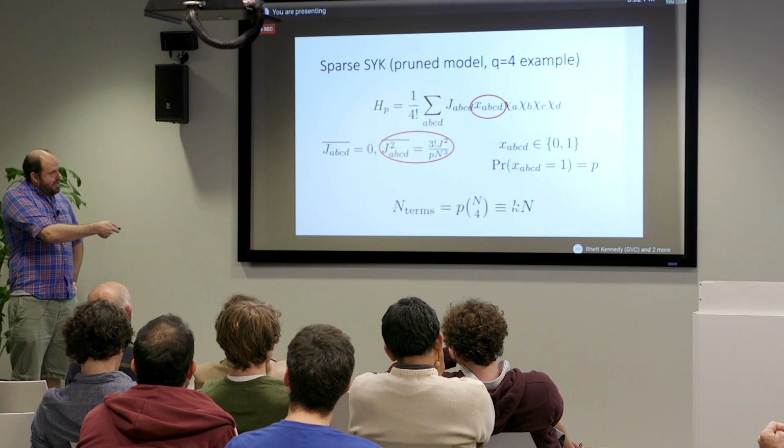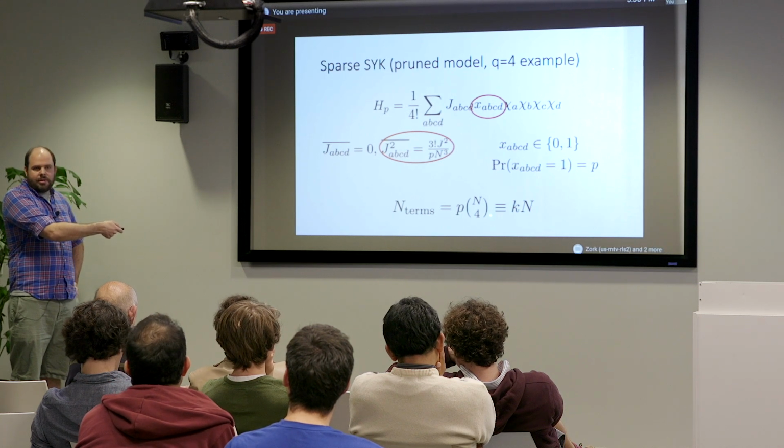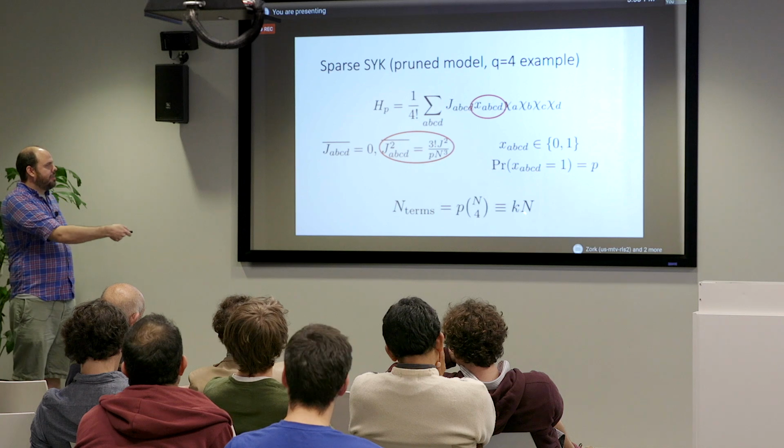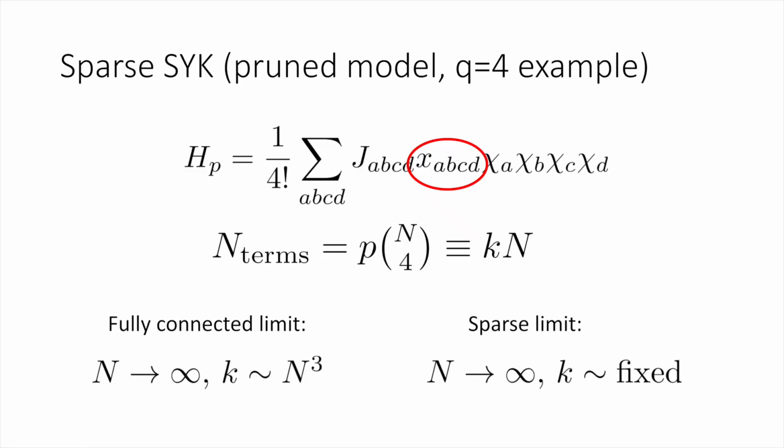And then this k is defined as the ratio of the number of terms, which is the probability that they have a term times the possible number of terms, divided by the number of fermions. So for example, if k scales like n cubed as n goes to infinity, that's the fully connected limit. That's what we know and love as the ordinary SYK. If k is fixed as you take n to infinity, that's the sparse limit.